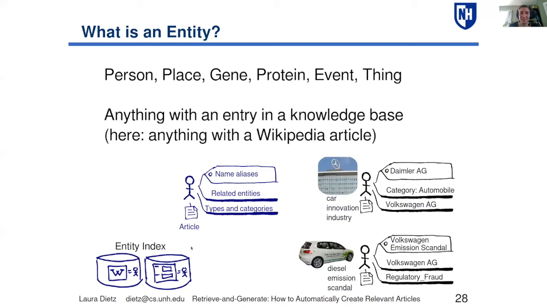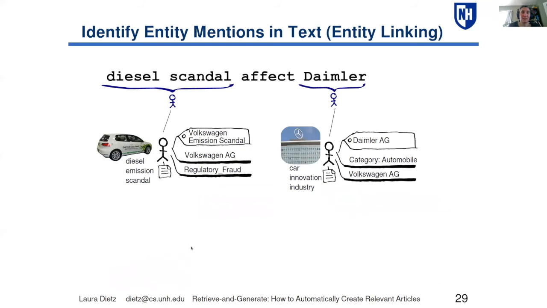But we'll get there. The other important thing is entity linking. If you have any piece of text, like here, "diesel scandal affect Daimler", an entity linker will identify which of these terms or phrases refer to entities and tell you which Wikipedia article each refers to. So we know that diesel scandal refers to this thing, also called the Volkswagen emission scandal. And we know that Daimler refers to the Daimler company, an automobile manufacturer.